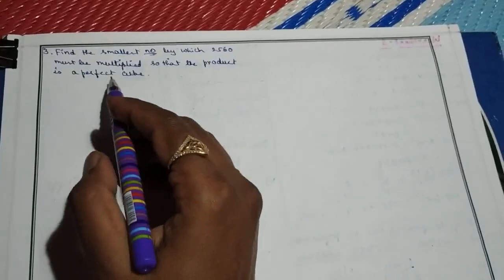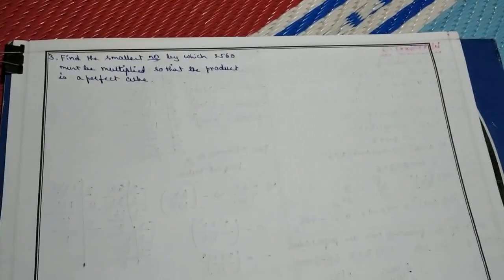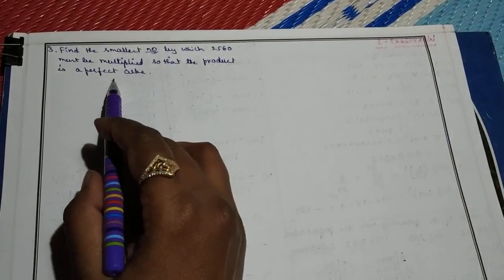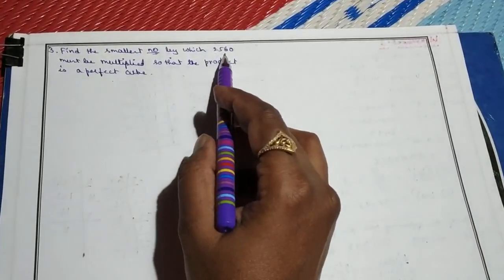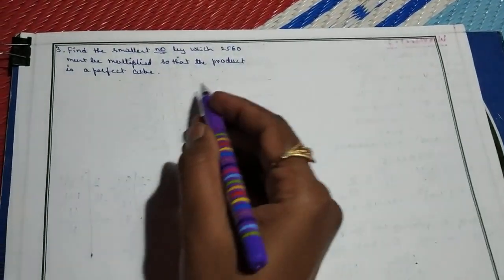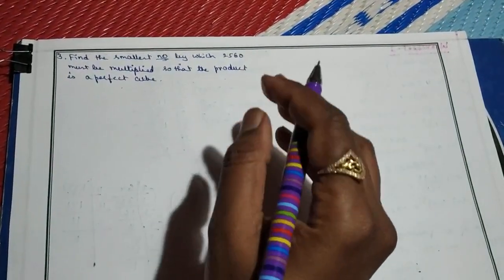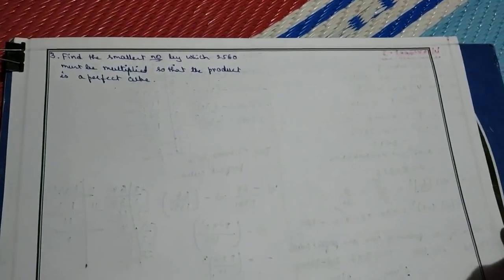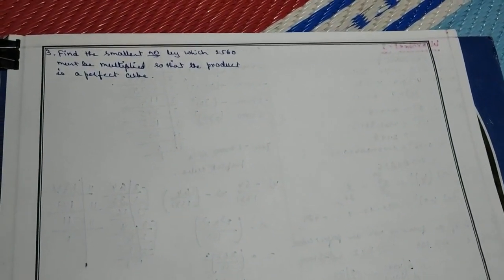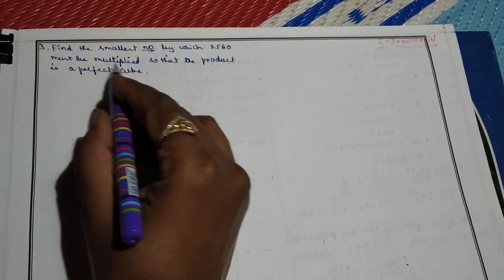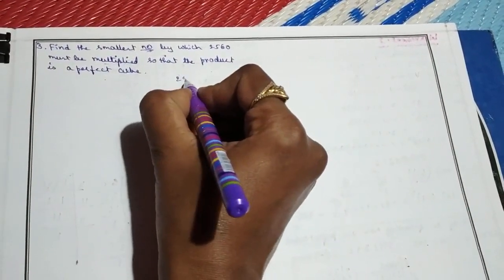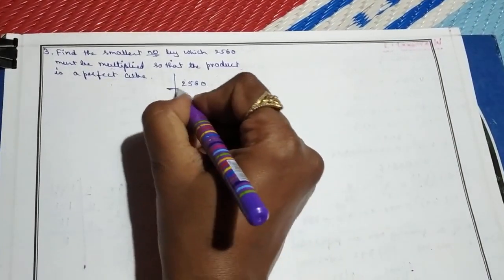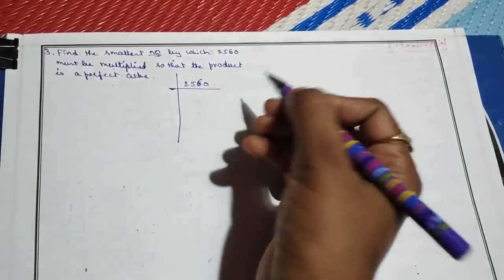Now let me move to the third one. Find the smallest number by which 2560 must be multiplied so that the product is a perfect cube. Again we need to check whether 2560 is a perfect cube or not. So it can be done only with one method, that is the prime factorization method. This is the same as what you have done in the previous chapter, that is square and square root. So here the number asked is to be multiplied, meaning directly 2560 is not a perfect cube. But you need to find that number which, if I multiply with 2560, it becomes a perfect cube.